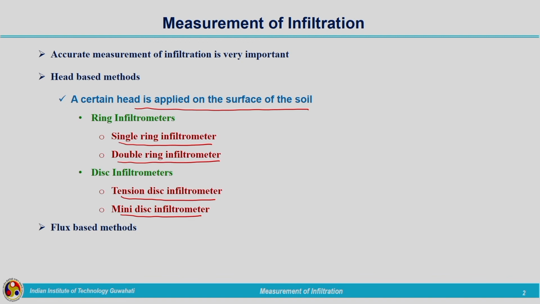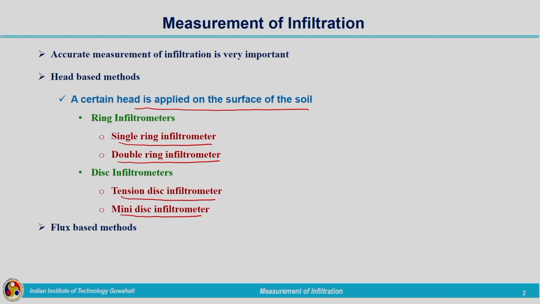The difference between ring infiltrometers and disc infiltrometers is that in a ring infiltrometer, a ponded depth of water is provided. That is, a positive head of water causes the infiltration, so free flow is allowed. But in a disc infiltrometer, the flow takes place under a negative pressure or negative head. We provide a negative head within the disc infiltrometer, which constrains the free flow of water.